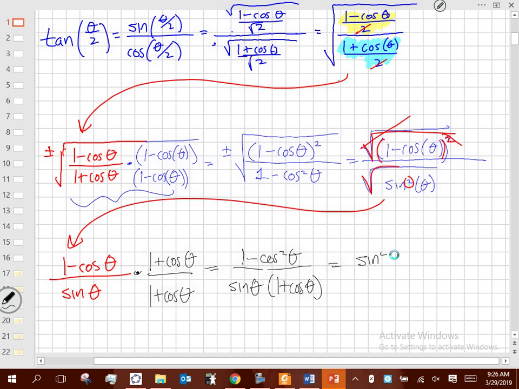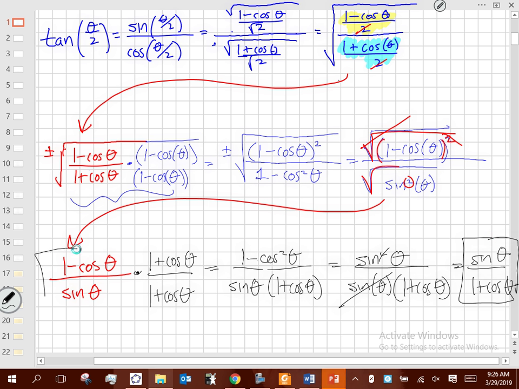Sine squared. And the bottom, like I said, I'm not multiplying that out. The reason I'm not going to multiply that out is because I see that there's a sine squared up here and there's a sine in the bottom. What can happen there? One of those can cancel, and it leaves you sine of theta over 1 plus cosine of theta. So that right there and this red one right there are ultimately alternate versions of the tangent half angle. Okay? Alternative versions of the tangent half angle.